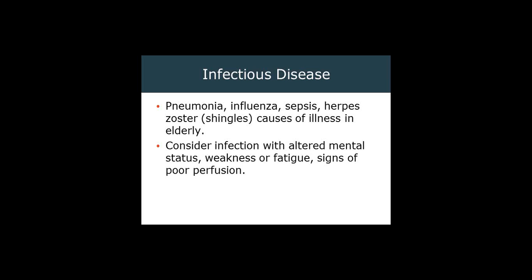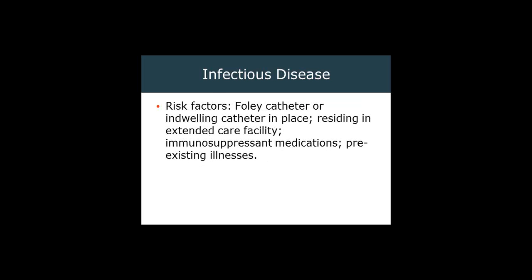Consider infection and the possibility of altered mental status. Again, Foley catheter or indwelling catheter, people in extended care facilities, people on immunosuppressants, people that have pre-existing illnesses, all are potential for infectious disease. One of the biggest concerns we have for people that live in communal settings, such as nursing homes and dorms, is that there's a higher risk of them developing meningitis.